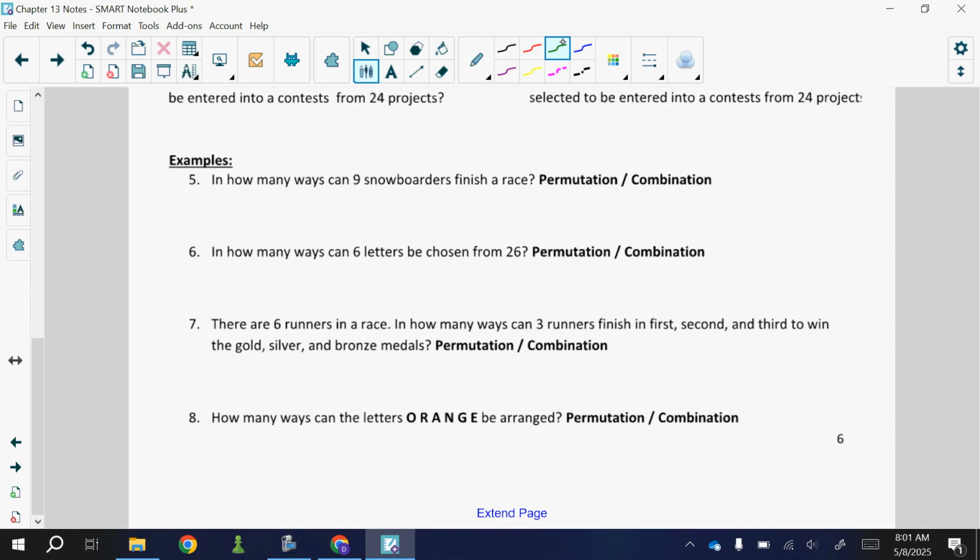In how many ways could 9 snowboarders finish a race? Okay, so we're talking about a race, so order matters, so it's a permutation. Your total amount of runners is 9. And on this one, it might be a little tricky for a very first example, but the amount of things within those 9 racers you're wanting to arrange is also 9, because it's asking how many ways could all 9 of them finish. So it's not asking specifically for first, second, and third place. So this is a permutation with N being 9 and R being 9.